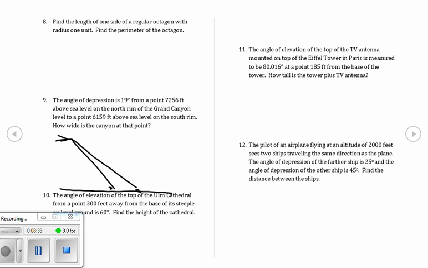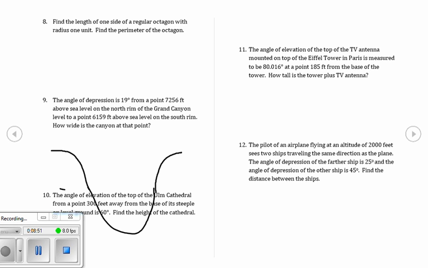But in this case, it's got the rim of a canyon. This is kind of big picture what the Grand Canyon looks like. It's a big canyon. It goes way down, okay? And it says there's the north and the south side. I'm going to call this the north and this the south. You could do it either way. It doesn't really matter.